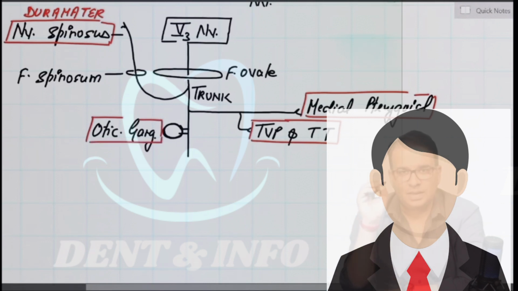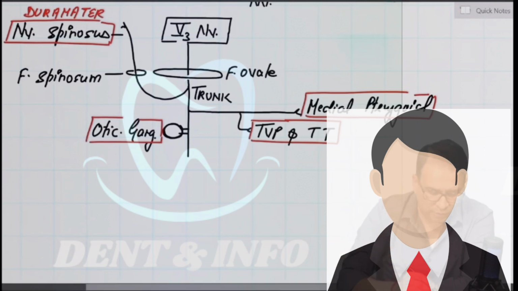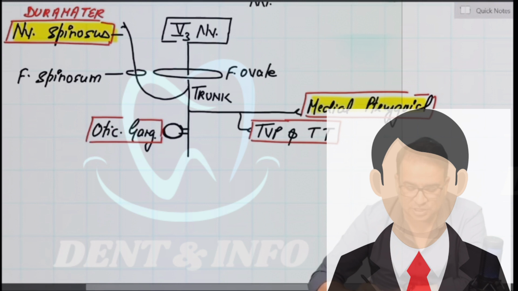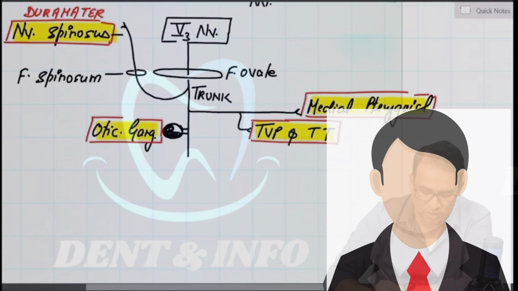So these are the four important and straightforward questions asked from the trunk of the mandibular nerve. What are the four important points, guys? It gives off the nervus spinosus, which is the major nerve supplying the dura mater. It supplies the only muscle of mastication, that is medial pterygoid. It supplies the two tensor muscles also, tensor veli palatini and tensor tympani. And it is connected to what ganglion? The otic ganglion. Till now we saw the connection of the ciliary ganglion and pterygopalatine ganglion, and now we're looking at the otic ganglion also.